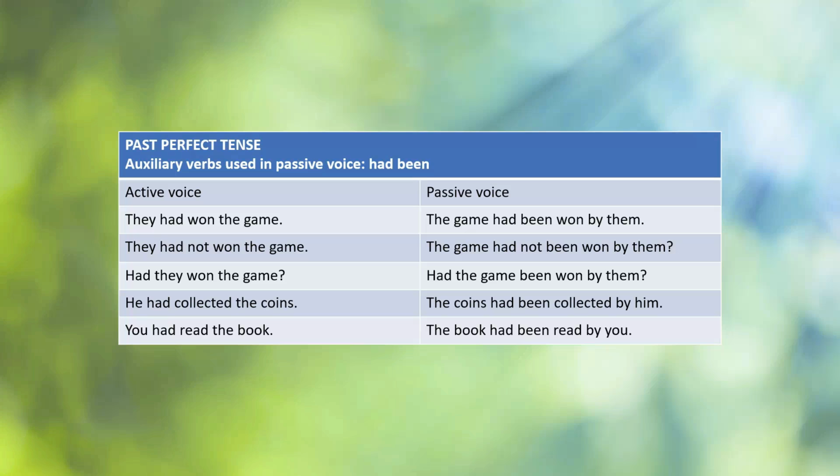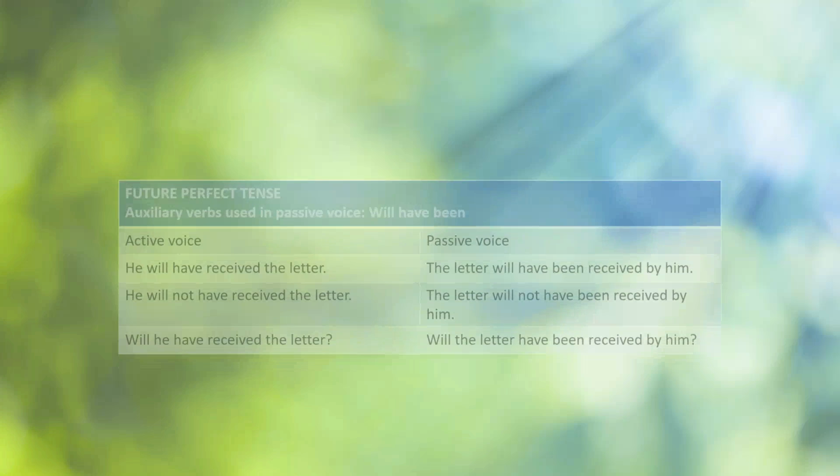He had collected the coins. The coins had been collected by him. You had read the books. The passive voice sentence will be the books had been read by you. So this is a very easy tense, past perfect tense. Here we have to put only one word, that is been. The V3 form is already given and we have to interchange the places of subject and object. Let's see the next one.